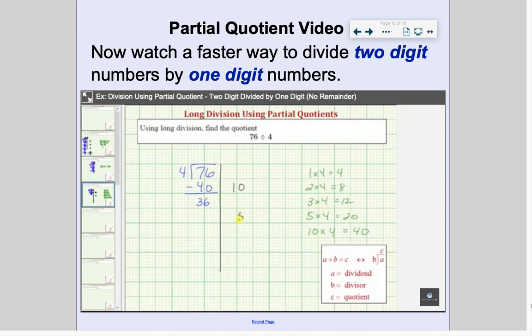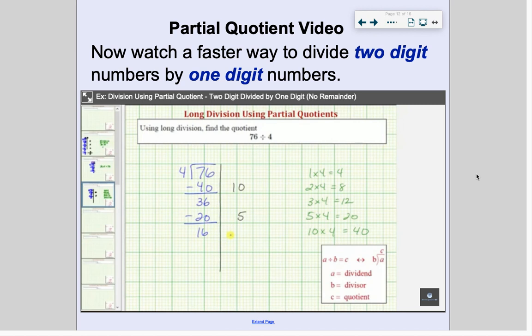So we place a 5 on the right, multiply by the divisor. 5 times 4 is equal to 20. Place a 20 below the 36, and again we subtract. 36 minus 20 is equal to 16. And again we repeat the process.